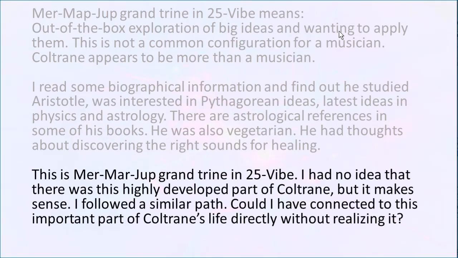So this Mercury, Mars, Jupiter, Grand Trine 25 vibe, I had no idea that there was this highly developed part of Coltrane. I just thought, wow, this guy's an amazing saxophone player. But it makes sense. When I read it, I said, whoa, that's what's going on behind the scenes. That's what's motivating this guy. Whoa, I ended up following a similar path, not even knowing that I was following similar thoughts and feelings and trajectory as Coltrane. Could I have connected to this important part of Coltrane's life directly without even knowing that he was on that trajectory? Could that have been going on? And then the answer I'm going to suggest is yes.